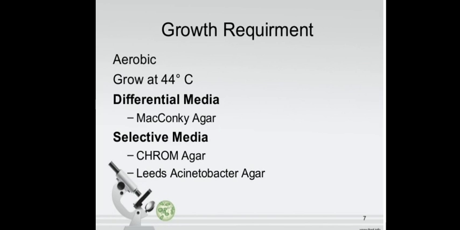Now, what conditions are required for the growth of Acinetobacter? These organisms are strictly aerobic, so properly oxygenated conditions are required for their growth. They generally grow at a temperature of 44 degrees Celsius, and the differential media required for the growth of Acinetobacter is MacConkey agar. On MacConkey agar they can grow, and the selective media used for the growth of these organisms is CHROMagar or Leeds Acinetobacter agar.